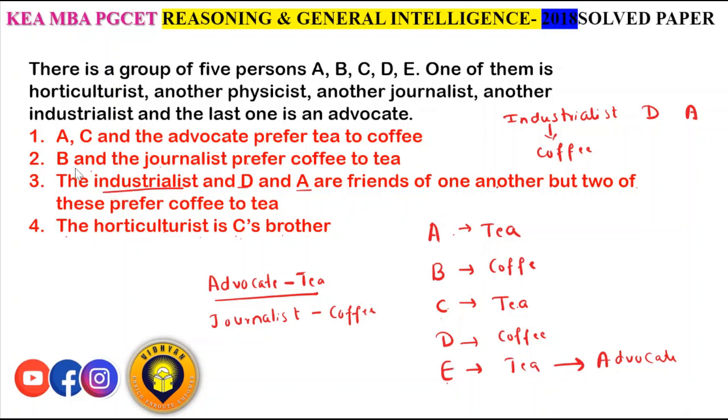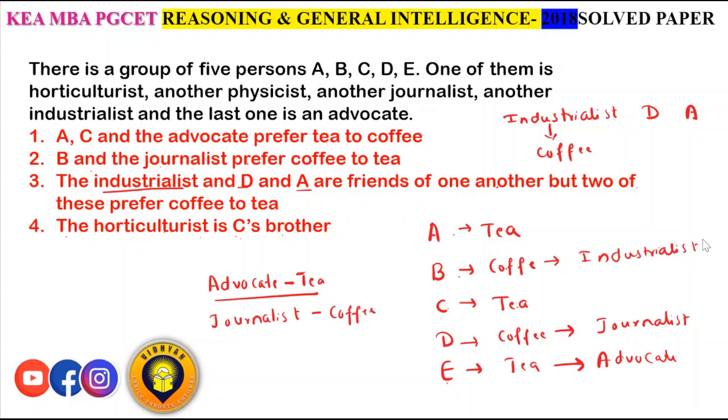Now come to the second: B and the journalist prefer coffee to tea. So B is preferring coffee, and who is the one more person preferring coffee here? D. So D is preferring coffee, that means D is a journalist. Then the industrialist and D are friends of one another, but two of these prefer coffee to tea. So the industrialist is also preferring coffee. So that means B is an industrialist.